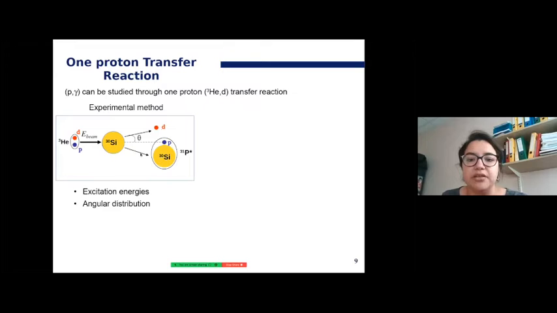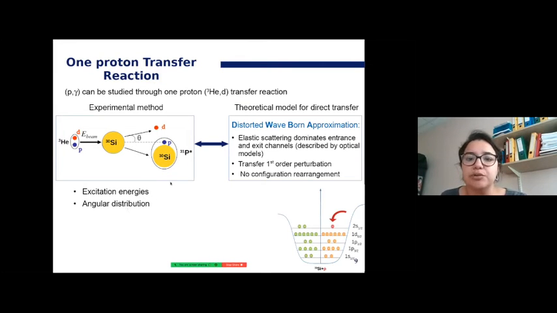The emission angle and the energy of deuterons are used to determine the excited properties of the phosphorus-31 nucleus. So we measure the excitation energies and extract from the angular distribution the spectroscopic information of the levels. The angular distribution of the deuterons is then compared to a theoretical model, the DWBA, which assumes that the transfer is a first order perturbation, while the elastic scattering dominates the entrance and the exit channel. So the nucleon is directly transferred to its orbital, for example, here an equivalent to L equals 0, with no rearrangement of the compound nucleus.